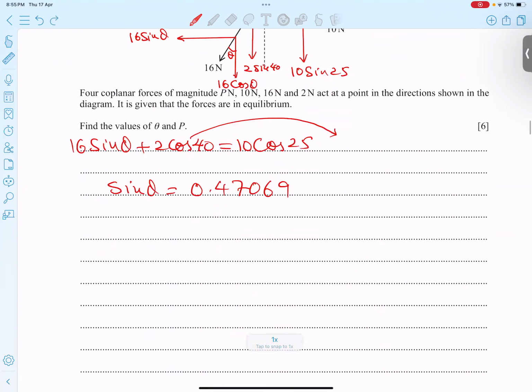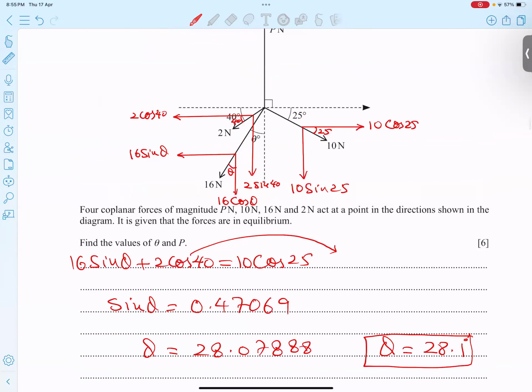So take a sine inverse. When I take the sine inverse of this, students, I got 28.07888. Rounding the answer, it turns out to be 28.1 degrees, because for angles we always take 1 decimal place. This is a rule of the topic. So we got it. The angle is done, and now students, we are going for the P force.